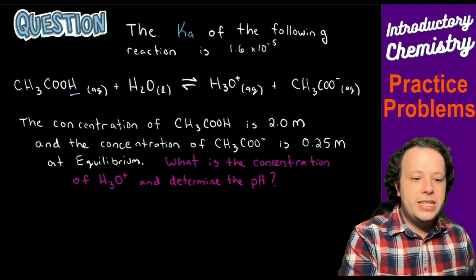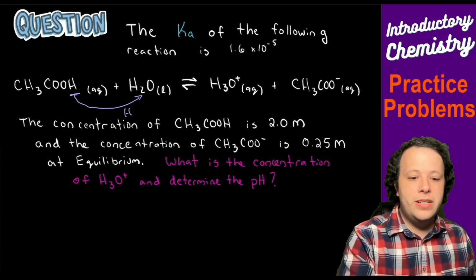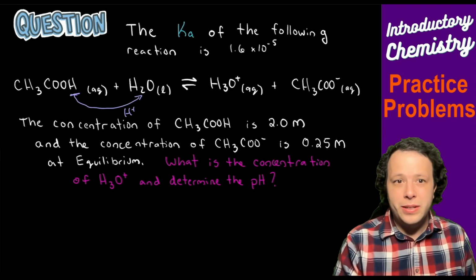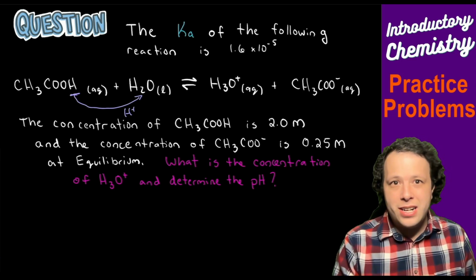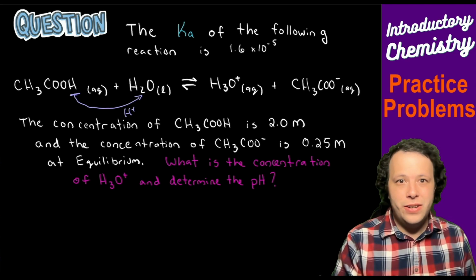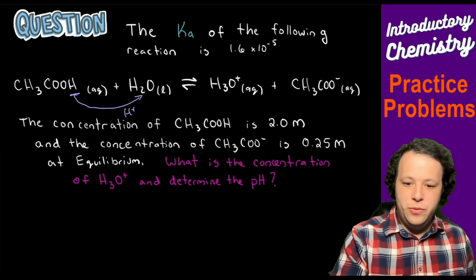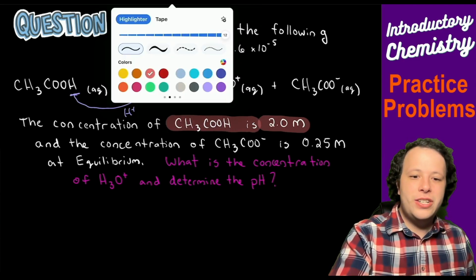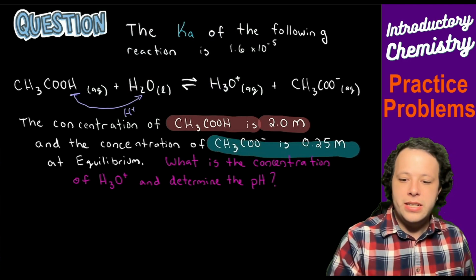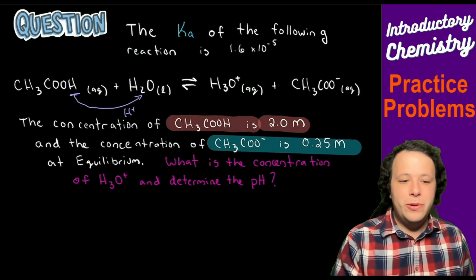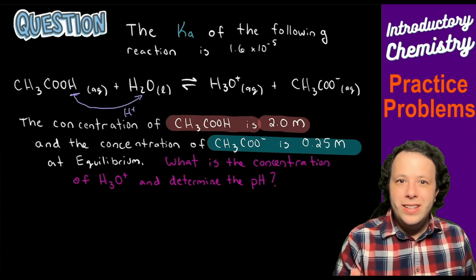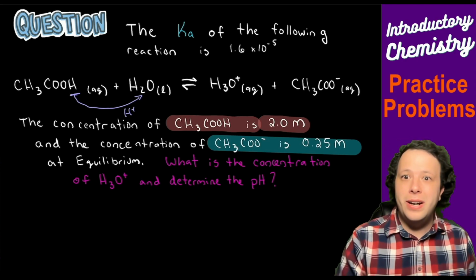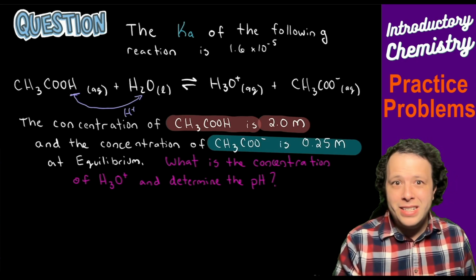So what we are seeing is an acid donating its proton to create hydronium, and it's making a conjugate base as well. So what we have is the reaction, the Ka value, and the concentrations of acetic acid, which is 2 molar, and we are given the concentration of CH3COO minus, which is 0.25 molar, and this is at equilibrium. What is the concentration of hydronium, and determine its pH? So this is combining equilibrium with acids and bases all together.